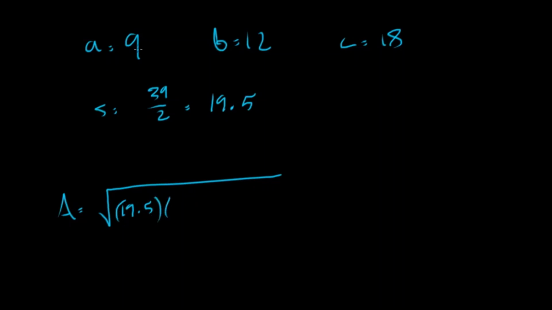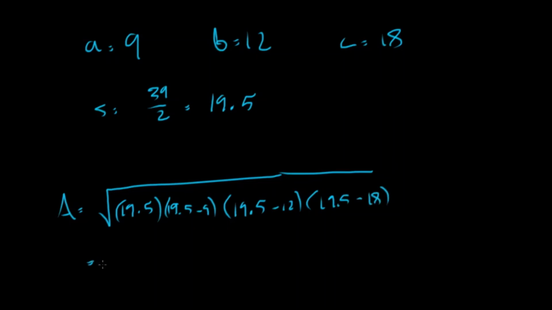All right, so the area of this triangle is the square root of 19.5 times 19.5 minus a. So 19.5 minus 9, 19.5 minus 12, and 19.5 minus 18. And we're pretty much done. That is, once again, 19.5. This is going to be 10.5.